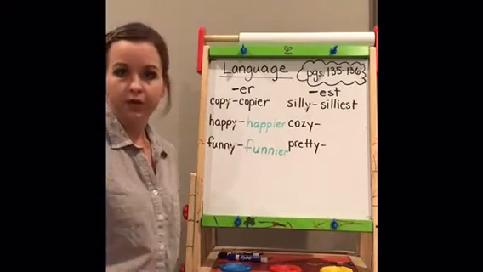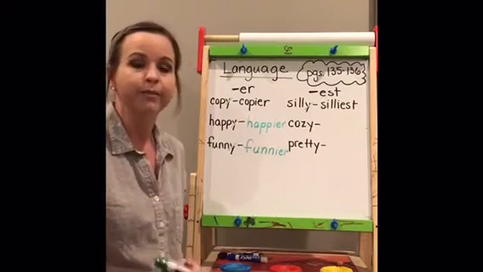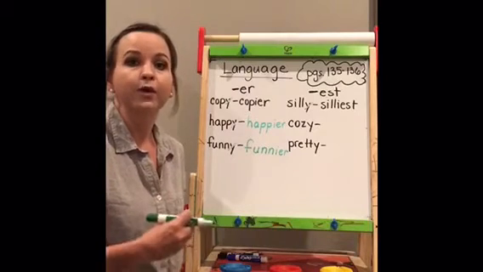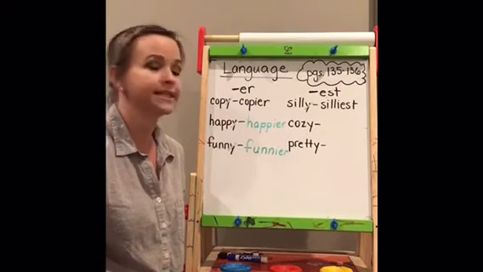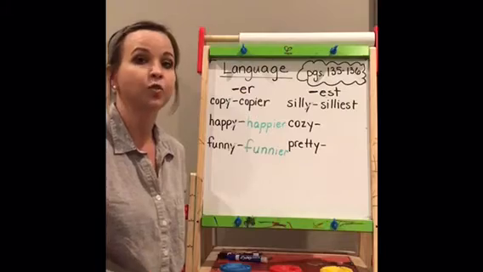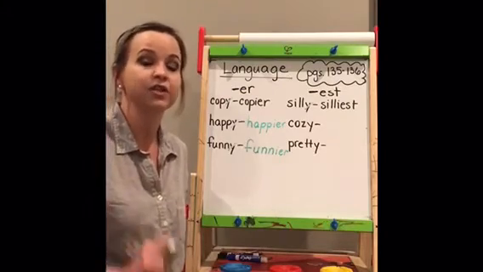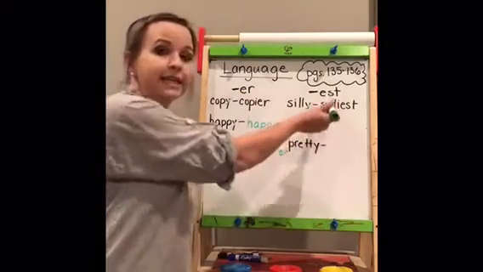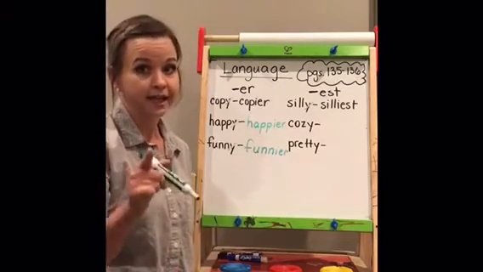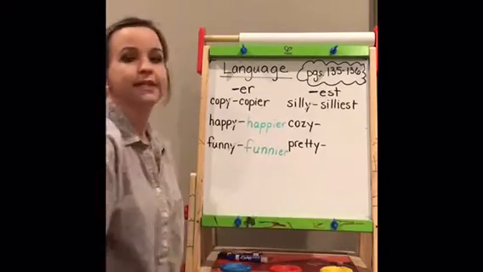Now let's look at adding EST. Does it go along with our rule? Let's check that out first. Remember, what was our rule? If we're going to add a suffix to a word that ends in Y, we have to change the Y to I if the suffix starts with an E. Does EST start with an E? It does. So it's going to be the same rule as on this side, okay?